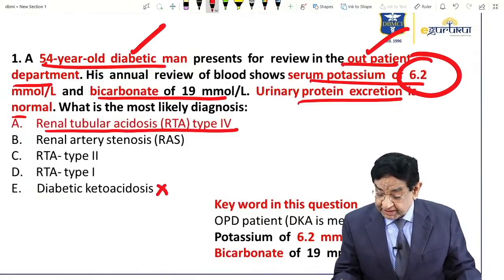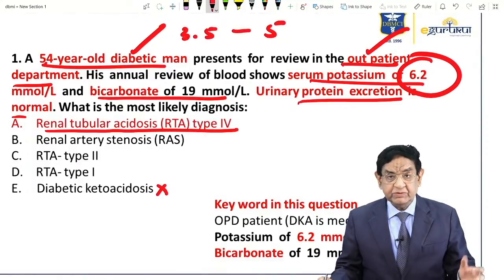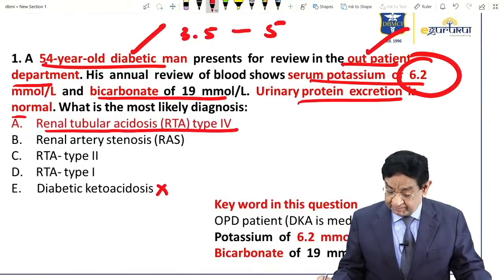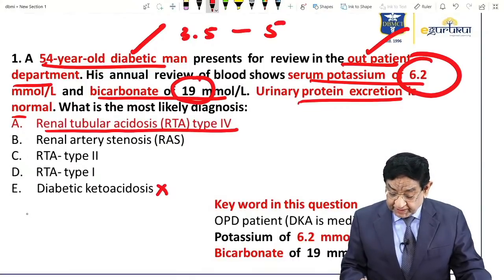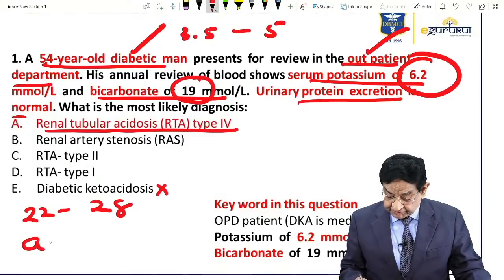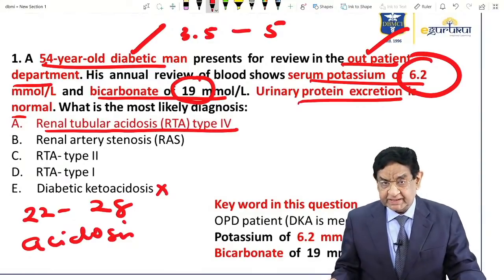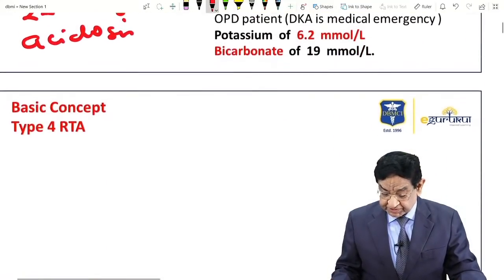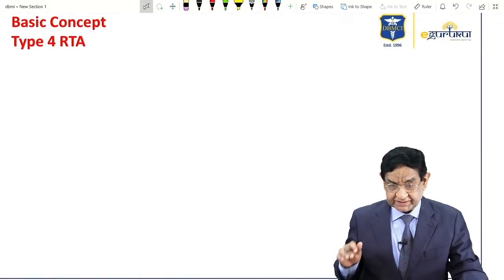Second notable thing is that here we are getting hyperkalemia, 6.2. We know very well the normal potassium level is 3.5 to 5. So here the potassium is high, so we call it hyperkalemia. And the bicarbonate is 19. We also know very well the normal serum bicarbonate is 22 to 28. Low bicarb means the patient has acidosis. These are a few keywords which I thought I must share with you before I proceed to the basic concept about renal tubular acidosis.